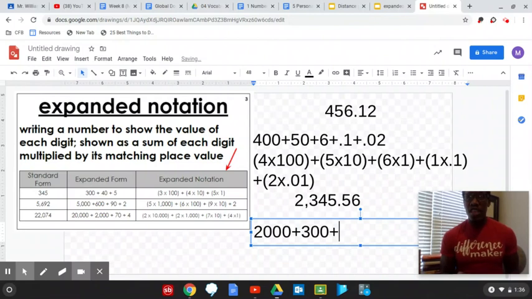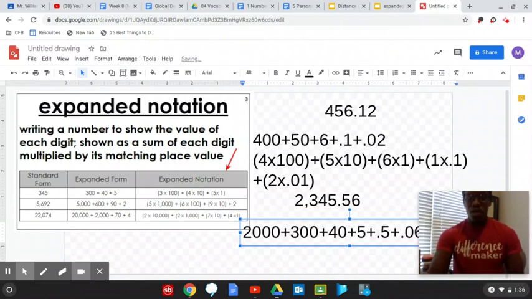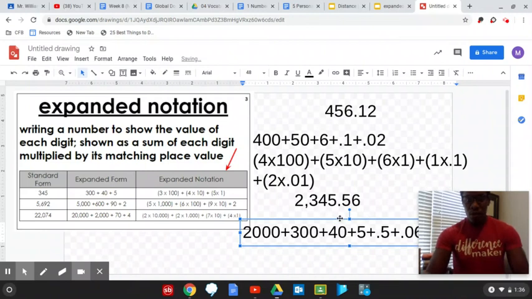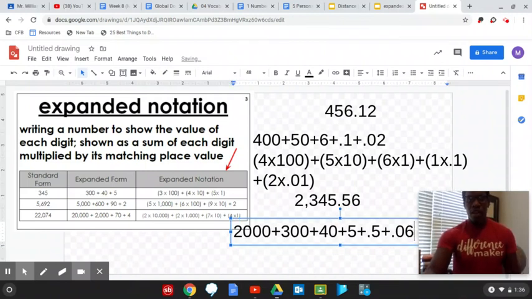The 4 is in the tens place, so it has a value of 40. The 5 is in the ones place, so it has a value of 5. What about that second 5? Excellent. That 5 is in the tenths place, so it has a value of 5/10. And what about the 6? Excellent. That 6 is in the hundredths place, so it has a value of 6/100. Easy enough, right? Oh, let me move it so you can see. Perfect.